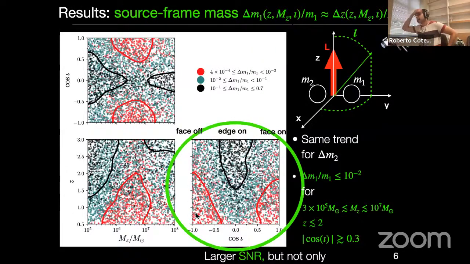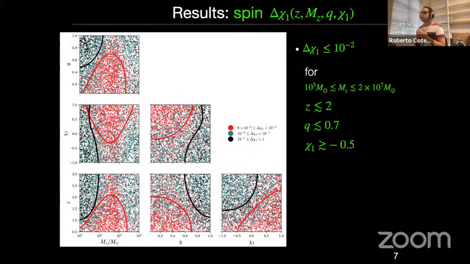And this is also partly due to the SNR, because of course there the SNR is larger, but the ratio between the SNR face on and edge on is about 2. Here, though, you change the uncertainty by an order of magnitude. So it's not only the SNR, but also the fact that the likelihood changes more when you are closer to face on and face off, and that's why there you measure the parameter best. Let's move on to the spin.